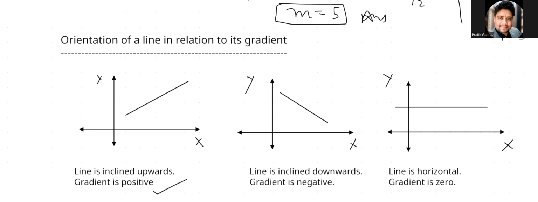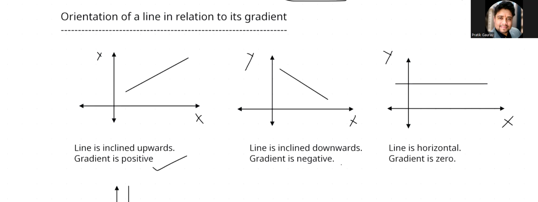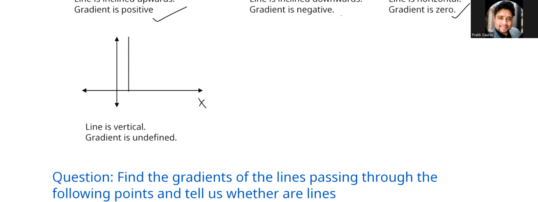And if the line is horizontal, horizontal to the x-axis, then the gradient is 0. And if the line is vertical, making 90 degrees with the x-axis, then the gradient is undefined. Now let's see some questions.